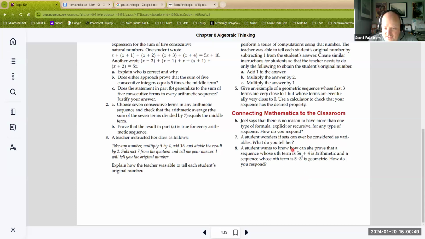Let's see your question 8. A student wants to know how she can prove a sequence whose nth term is 5n plus 4 is arithmetic, and a sequence whose nth term is 5 times 3 to the n over 2 is geometric. How would you prove that if you just know the nth term, it must be arithmetic? And how would you prove the other one is geometric? And how would you talk to that student, not just about how you do it, but how you talk to the student about that? What kind of questions would you ask your student?